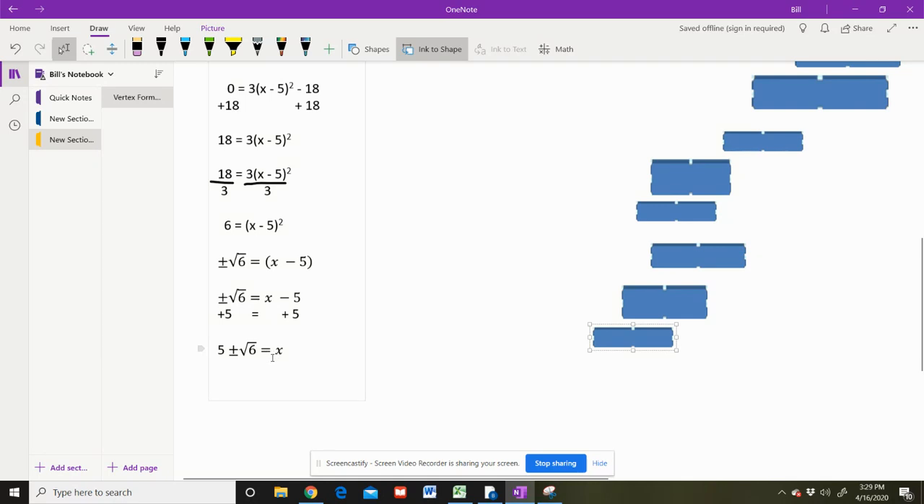And we can leave it like that. We don't have a perfect square, so we can just leave it in this form, 5 plus or minus the square root of 6. All right, so I'm going to stop, have you guys do an Ed Puzzle, answer the question, and then we're going to move on to an exit ticket.